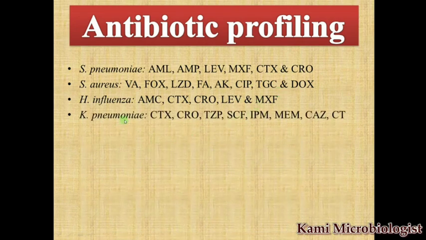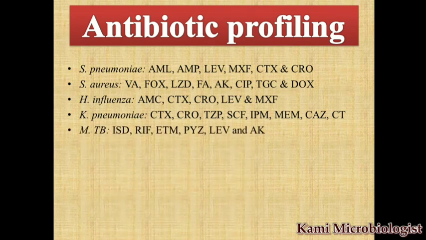When Klebsiella is isolated, then you will use cefotaxime, ceftriaxone, tazobactam, or we can say cefoperazone plus sulbactam. Then you will use imipenem, meropenem, ceftazidime, and colistin. So almost this is 8 antibiotics. Then you will use 2 more antibiotics.